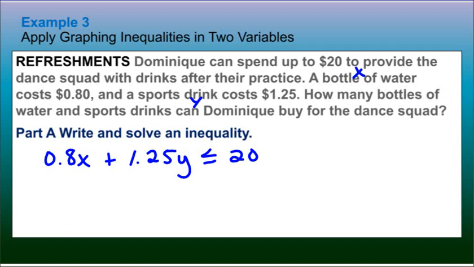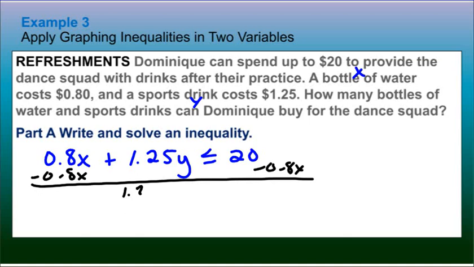Then we need to solve that inequality. So I'm going to make this equal to y. So I'm going to subtract 0.8x. And now we have 1.25y is less than or equal to negative 0.8x plus 20. And we're going to divide by 1.25.